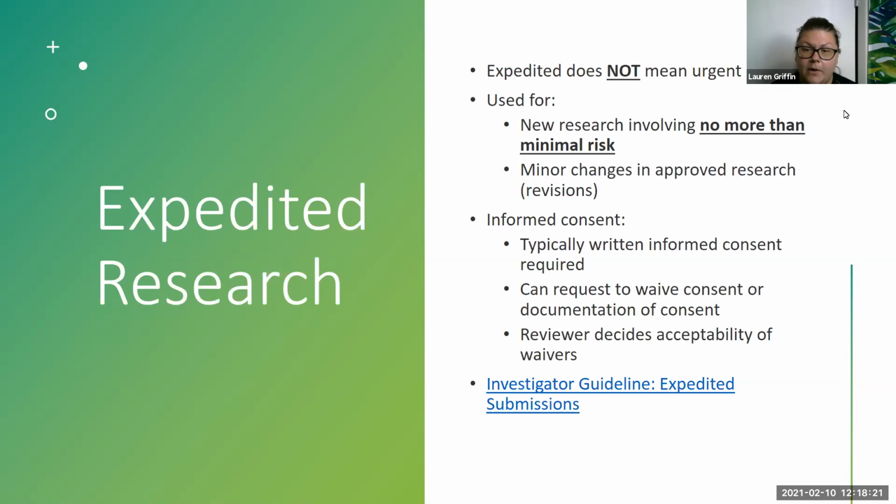Informed consent is typically required with expedited studies. However, you can request to waive consent or documentation of consent. If there's various circumstances in which it's either impractical to get it or it would cause other issues with the research, you can submit that. You'll just need to describe it and why you want to do it in your protocol, and then in the informed consent smart forms. And then the reviewer will decide whether or not that's appropriate for this type of study. Our investigator guidelines on expedited studies is a really good tool for this.